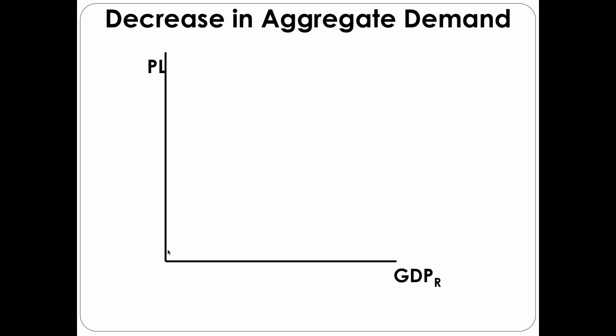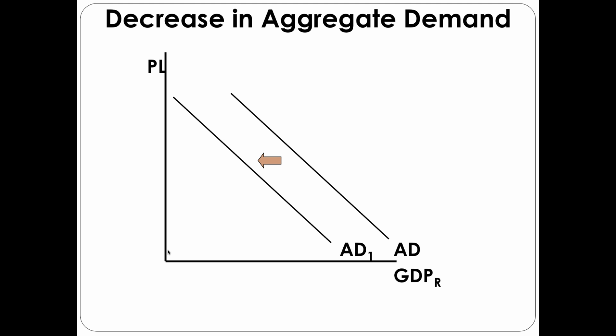Decrease in aggregate demand is going to look like this. You have aggregate demand, your original aggregate demand curve, we just call that aggregate demand. Then it's going to shift to the left to aggregate demand 1 or AD1. All right, so for next video, we're going to be talking about the determinants of aggregate demand, and those will actually be the factors that will shift the entire aggregate demand curve.